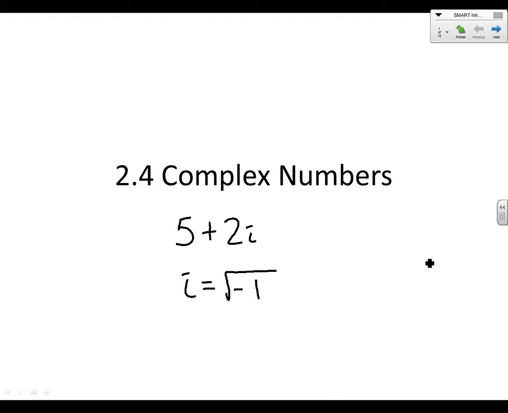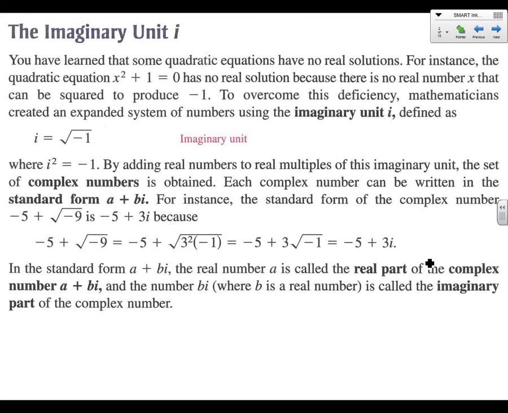Remember, we cannot take the square root of negatives, so we'll use the letter i to stand in for those imaginary numbers. And just as a review, i squared, if we square a square root, we do get -1. So that's going to come in handy in a lot of the problems that we do. i squared equals -1.